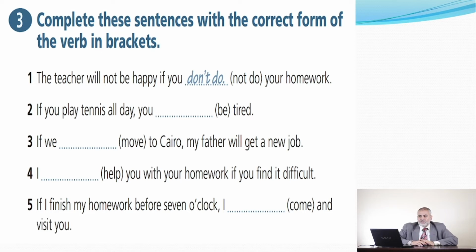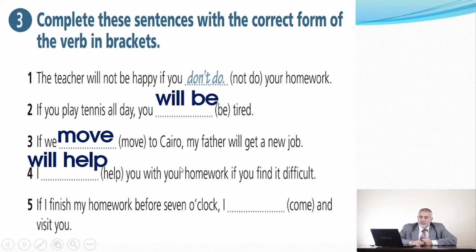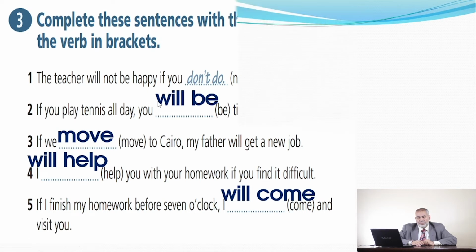Now, complete the sentence with the correct form of the words between brackets. Number 1, the teacher will not be happy if you don't do your homework. Number 2, if you play tennis all day, you will be tired. If we move to Cairo, my father will get a new job. 4, I will be happy with your homework. If you find it difficult, I will help you with your homework. I will help you with your homework if you find it difficult. Number 5, if I finish homework before 7 o'clock, what will happen? Come, future, I will come and visit you. So again, notice here that if has present simple, the next part is future with will or will not.